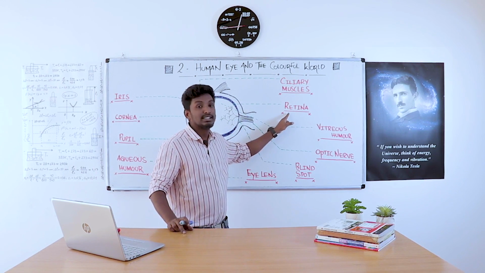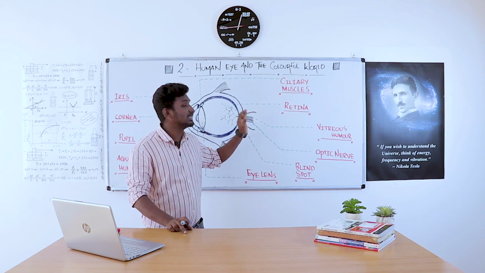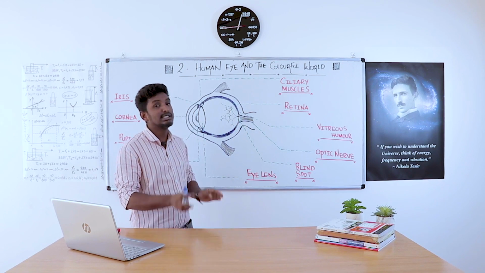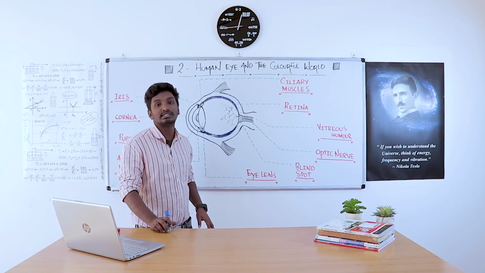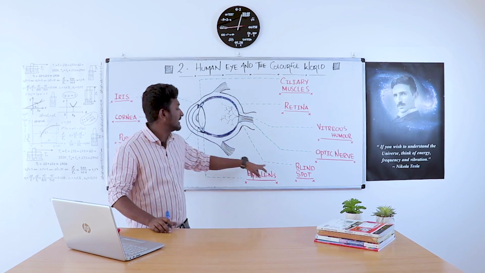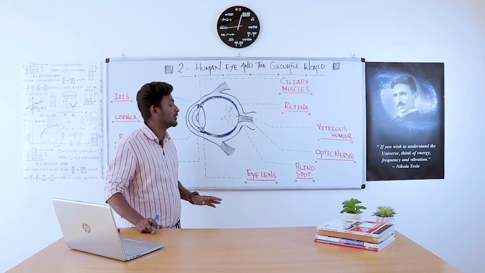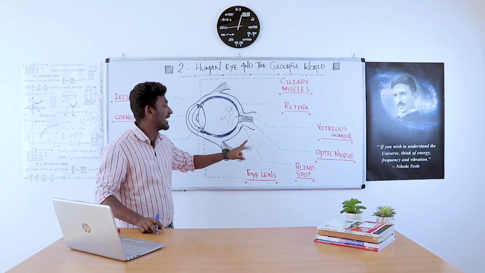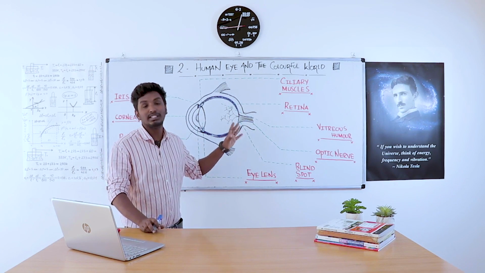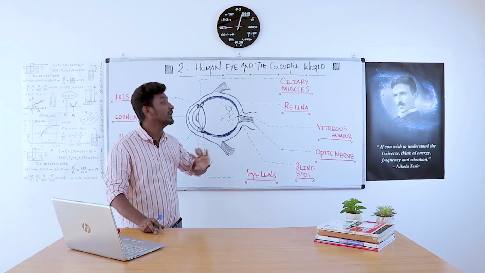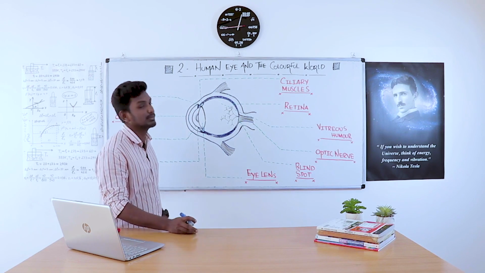We already said that the retina is the screen where the image is formed. For image formation, the retina contains two types of cells: rod cells and cone cells. Last is blind spot. Blind spot is the region where no image is formed. That means rod cells and cone cells are absent in the blind spot. So no image is formed in the blind spot because rod cells and cone cells are absent there.